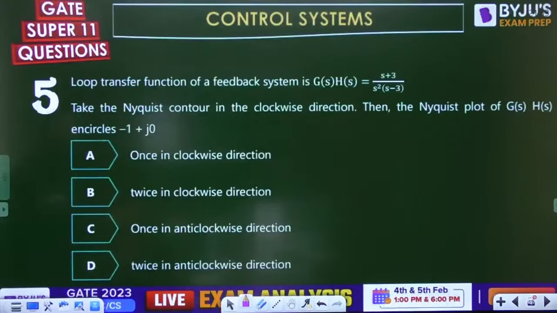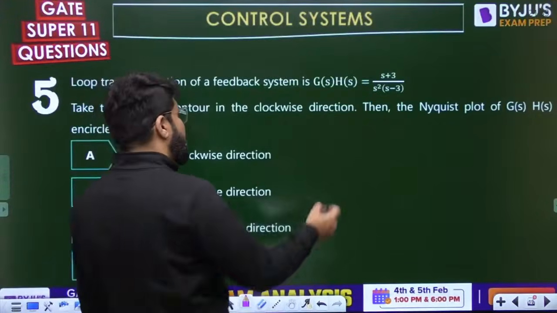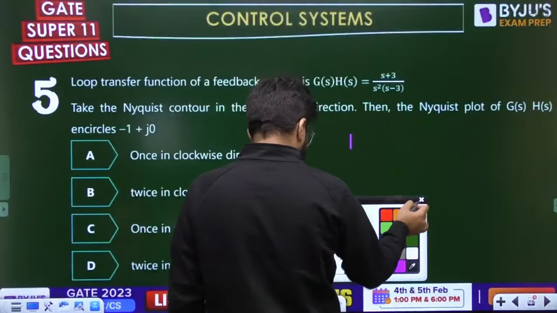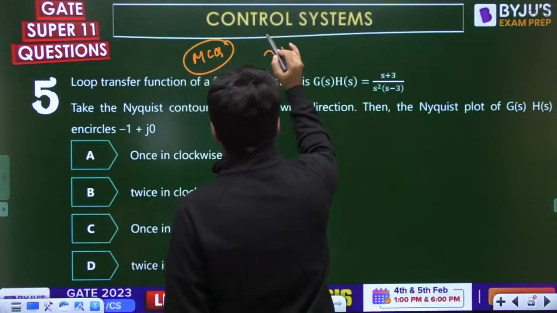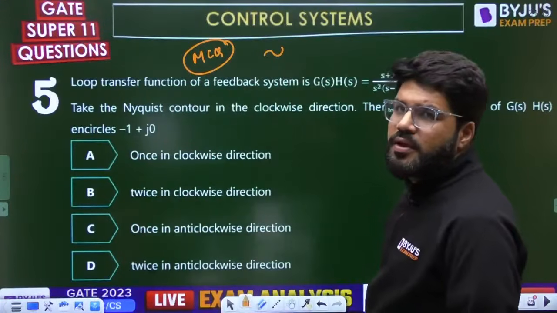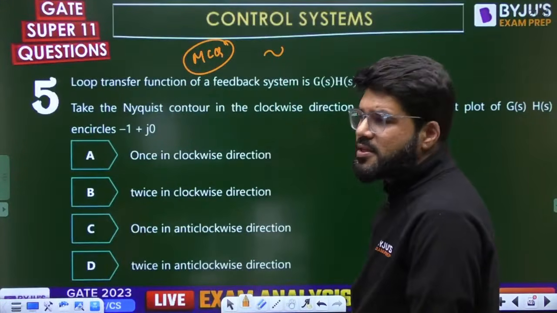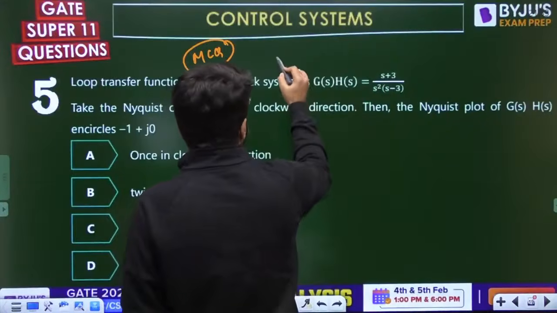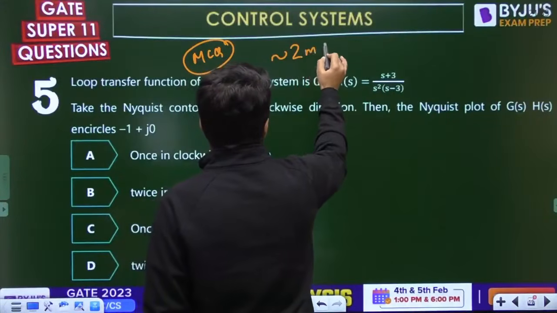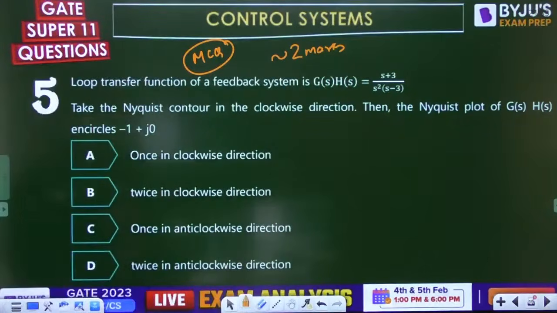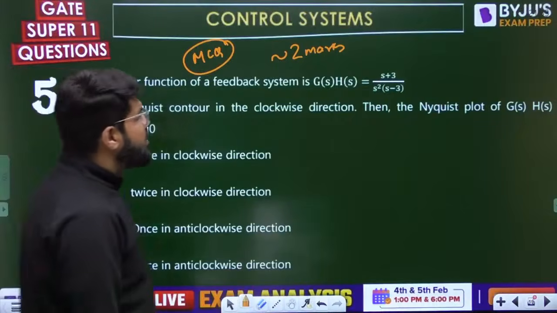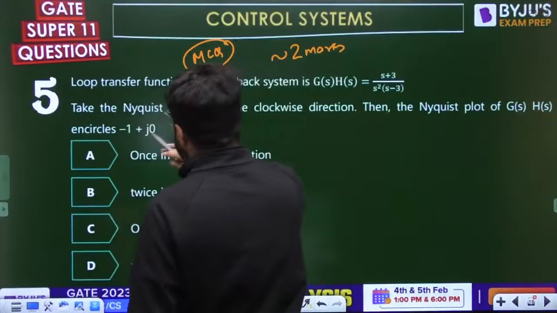Question number 5, a fundamental MCQ question from the Nyquist plot. You can expect this for normally 2 marks. Why? Because I'll tell you. The loop transfer function of a feedback system is given to you as (s plus 3) upon s square (s minus 3). Take the Nyquist contour in the clockwise direction. Then the Nyquist plot of G(s)H(s) encircles.